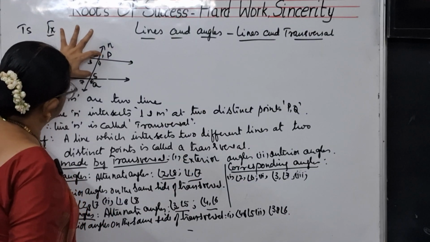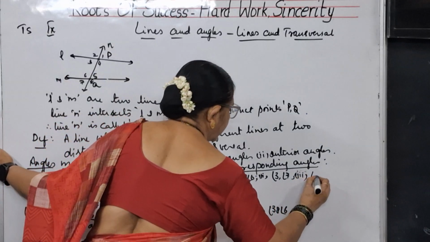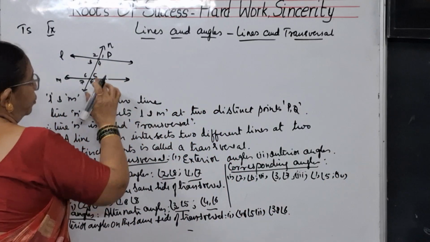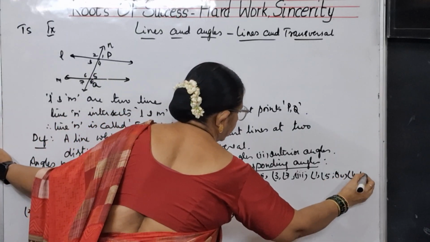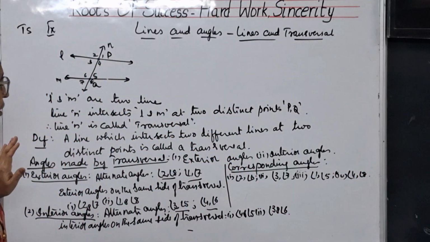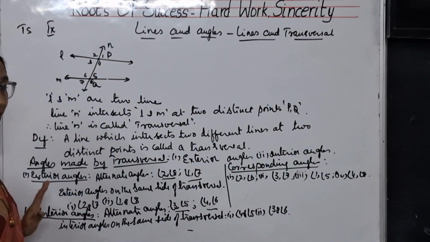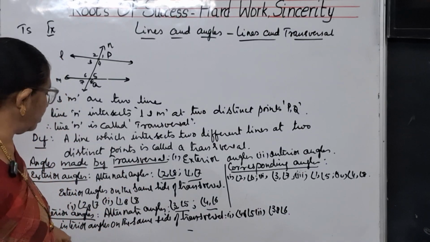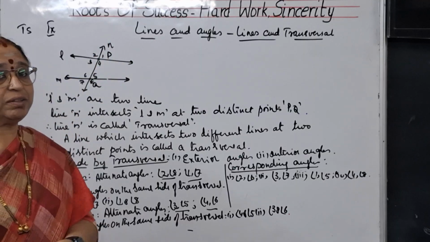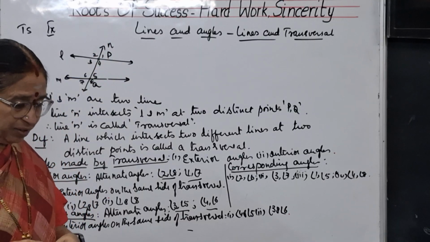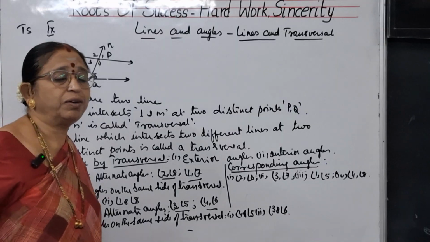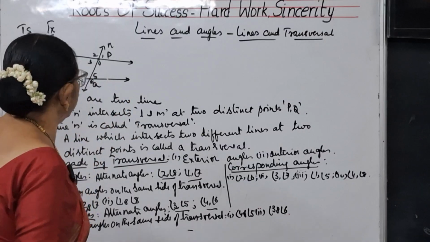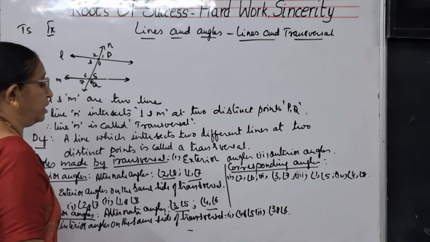Similarly, the next set is angle 1 and angle 5, and the fourth set is angle 4 and angle 8. So these are the various names or nomenclatures that we will be giving for these angles, which are formed by a transversal when it intersects. A transversal, by definition, intersects two lines at two distinct points. Because of that, you are getting 8 angles, and these 8 angles have different names.